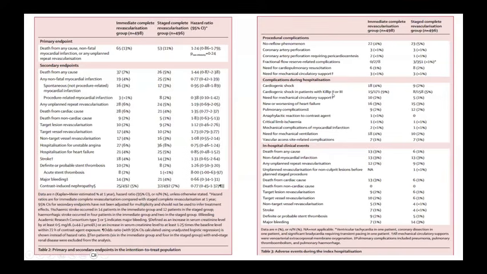And as you can see in the right-hand table, complications during hospitalization: cardiogenic shock, 18 patients in the immediate versus 9 in the staged. Cardiogenic shock, meaning deterioration for patients with Killip class 2 or 3 to become class 4, 15 in the immediate group versus 8 in the staged group. The need for mechanical circulatory support, 10 in the immediate group versus 5 in the staged group.